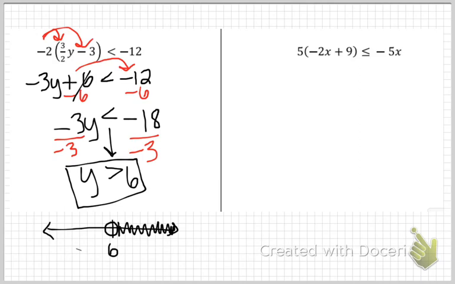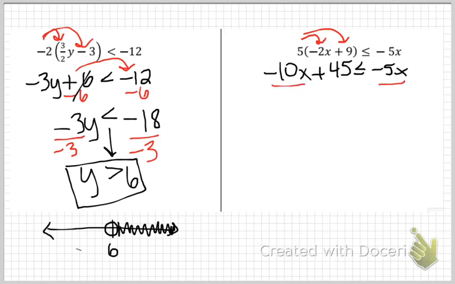Final problem. We're going to, again, multiply. We're going to distribute the 5. And we get negative 10x plus 45 is less than or equal to negative 5x. Now this problem is a little different because we have x variables on both sides. That usually never happens, and when it does, we got to put them together. So we're going to move over the minus 10x, so we're going to eliminate it by adding 10x to the other x.